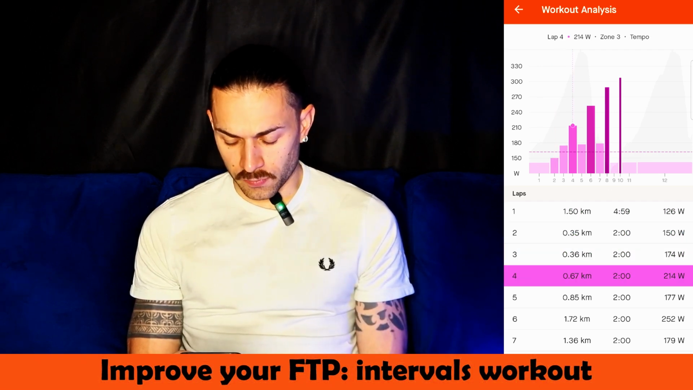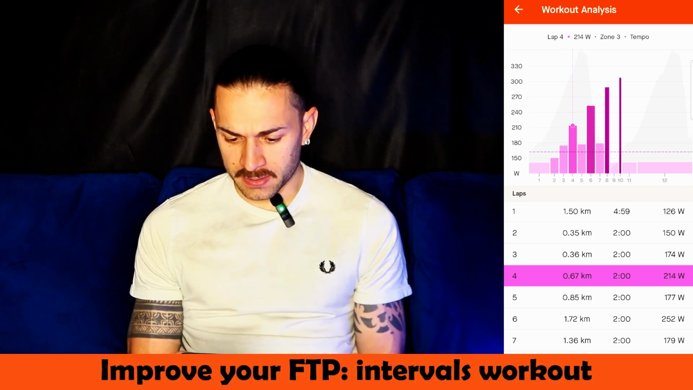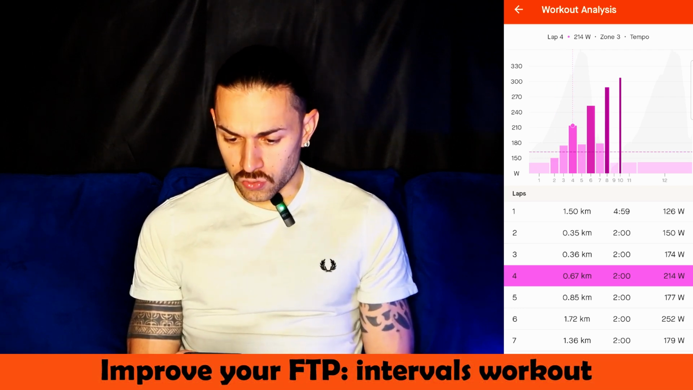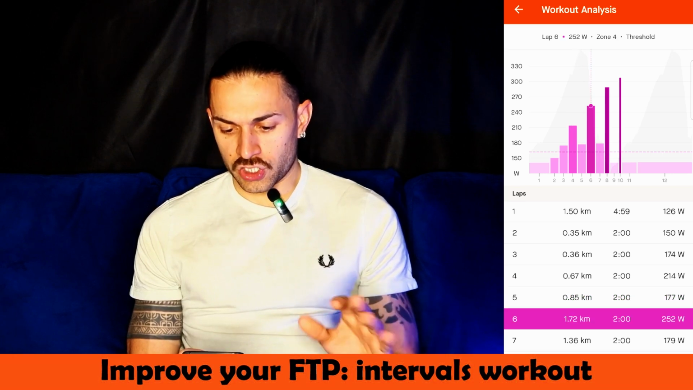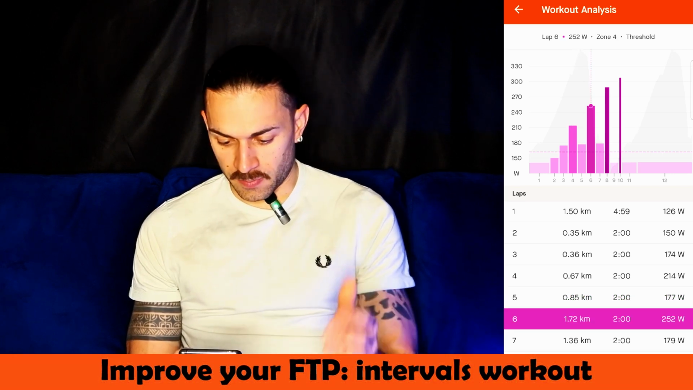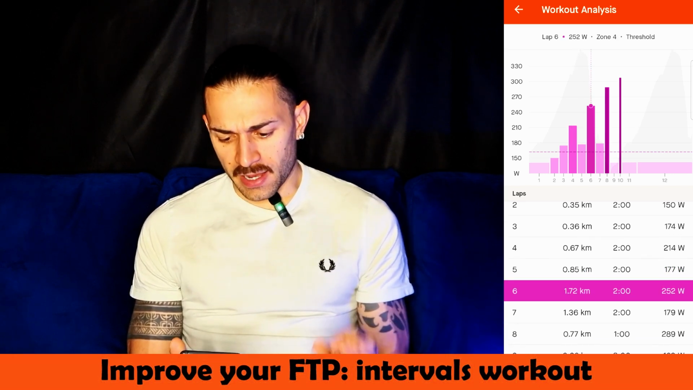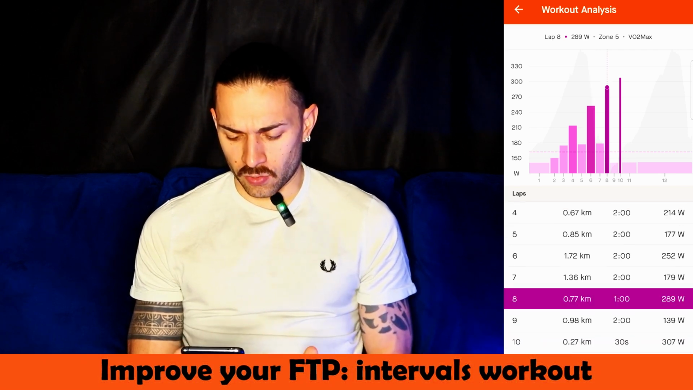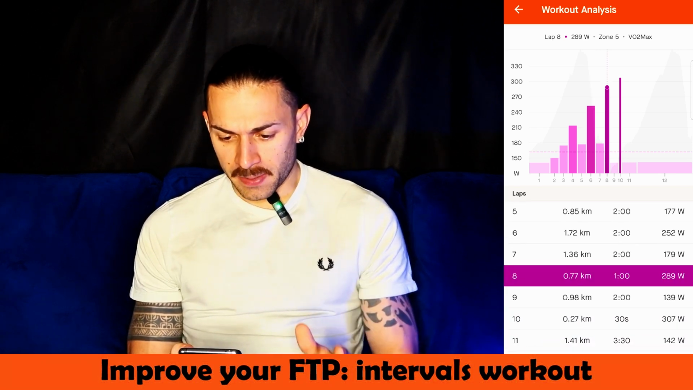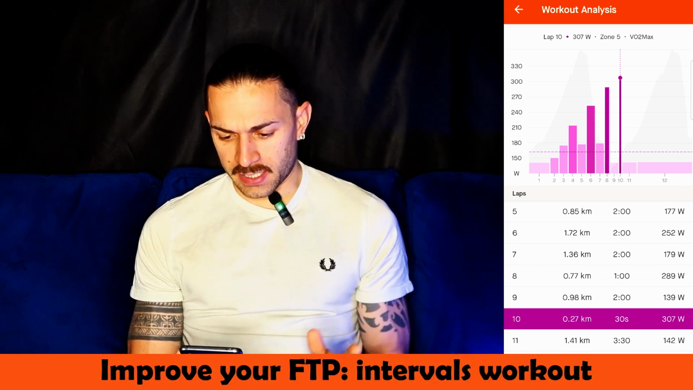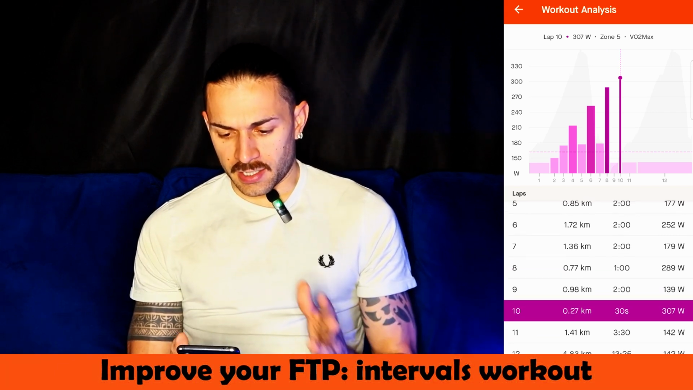So 2 minutes in zone 3 to warm up a bit. Then I went again to zone 2, and then zone 4, which is our FTP threshold, my FTP threshold. Then zone 5, VO2 max, for 1 minute only. And then I did the main peak in zone 5 on VO2 max, and then I completed the training quite relaxed.